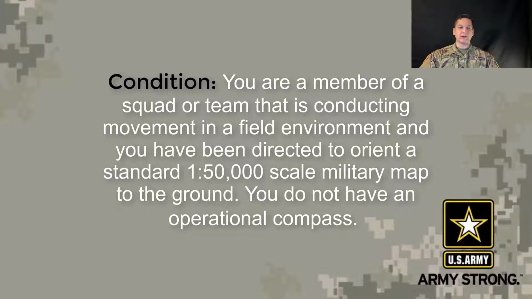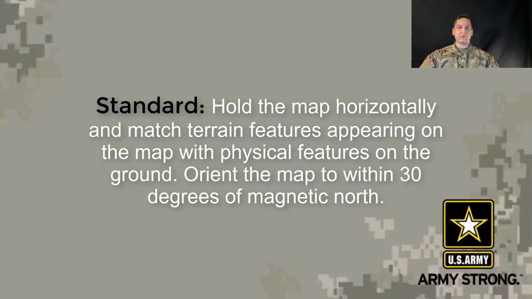The conditions of this task are that you are a member of a squad or team that is conducting movement in a field environment, and you have been directed to orient a map that is standard 1 to 50,000 scale to the ground. You do not have a functioning compass to perform this. The standard is to hold the map horizontally and match the terrain features appearing on the map with the physical features on the ground. And the map must be oriented within 30 degrees of magnetic north. There are no special conditions for this task.